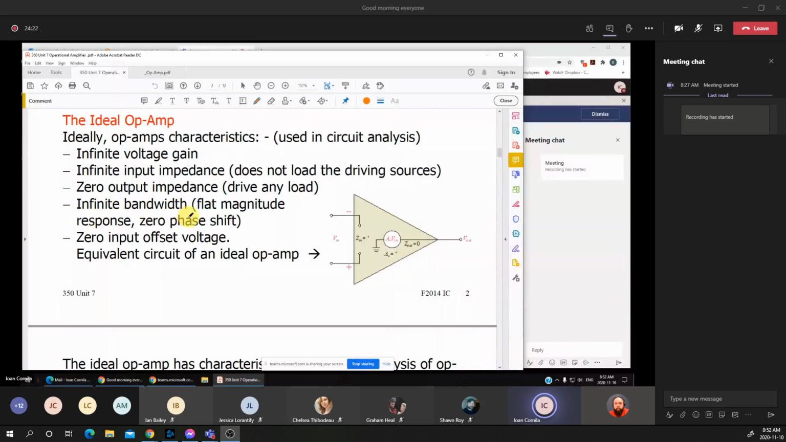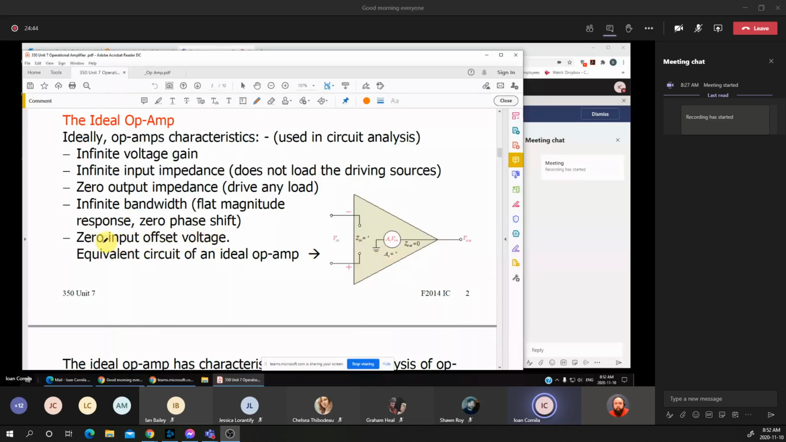Infinite bandwidth means that we may have a flat magnitude for any frequencies between 0 and a high frequency.